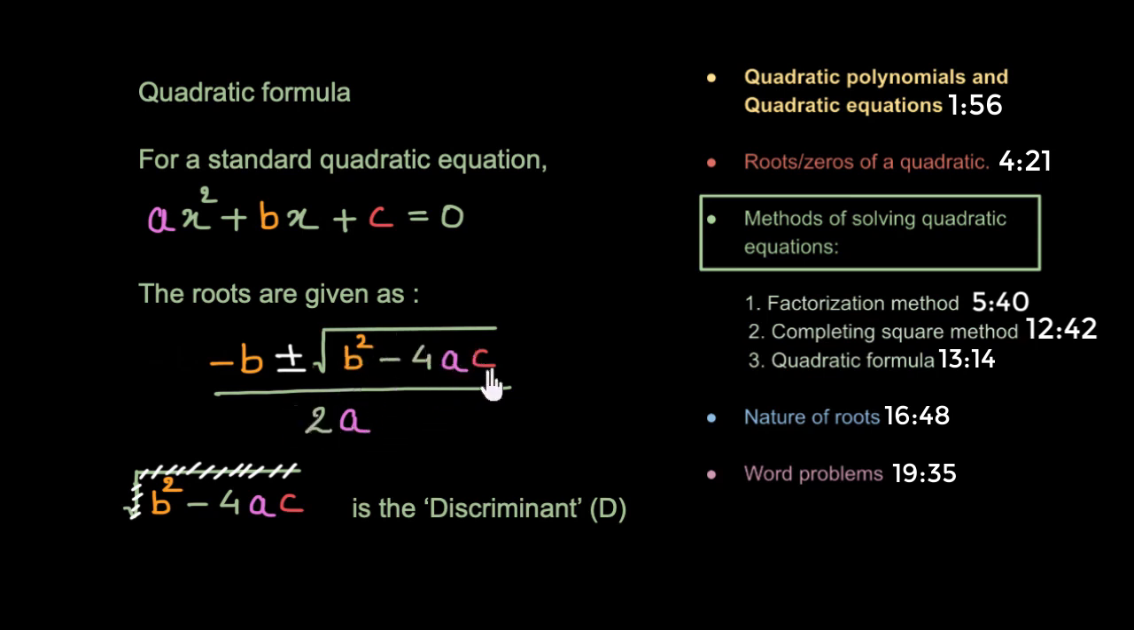The quantity inside the square root, that is b square minus 4ac, excluding the square root, is also known as the discriminant, and we'll later see how we can find the nature of roots based on this discriminant value.